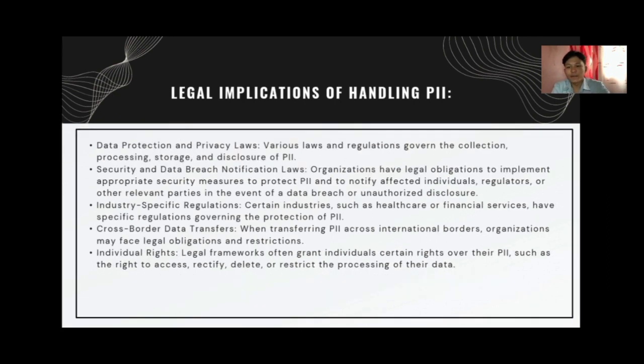Moving on to the legal implications surrounding personally identifiable information, various laws and regulations have been established to govern the collection, processing, storage, and disclosure of personally identifiable information.